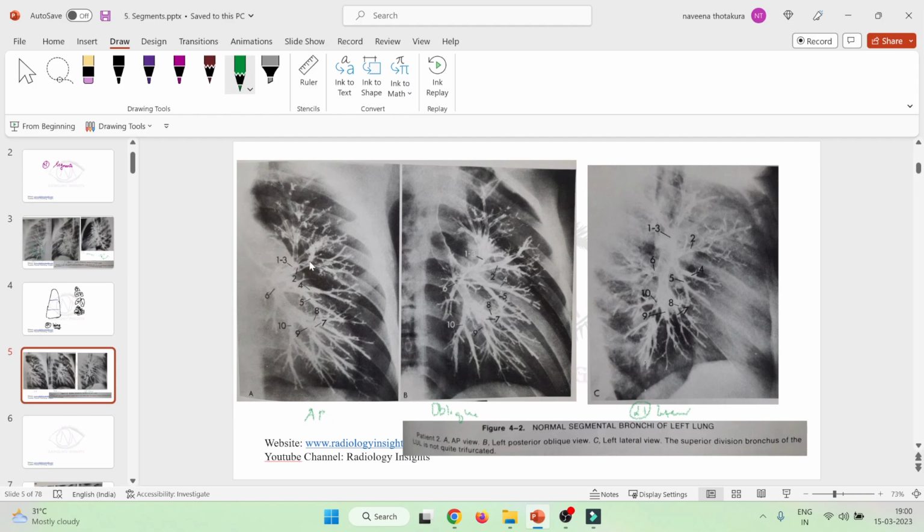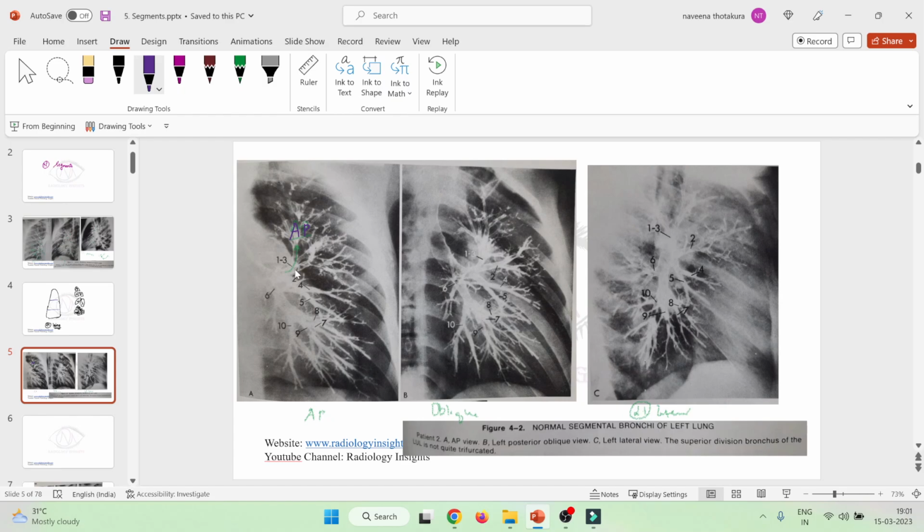Now if you see the bronchopulmonary segments in the upper division, actually there are three. If you see 1, 2, 3, this is nothing but the apico-posterior segment. The 1 to 3 bronchus will supply the apico-posterior segment of the upper division of the upper lobe of the left lung.